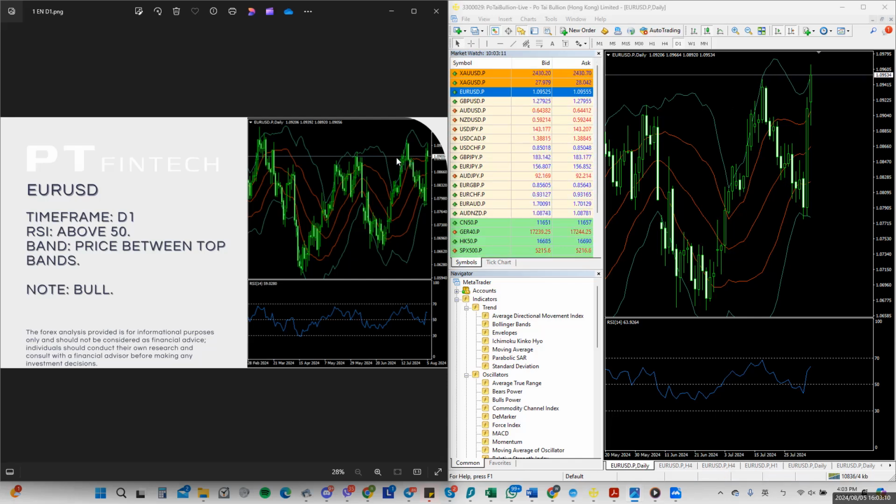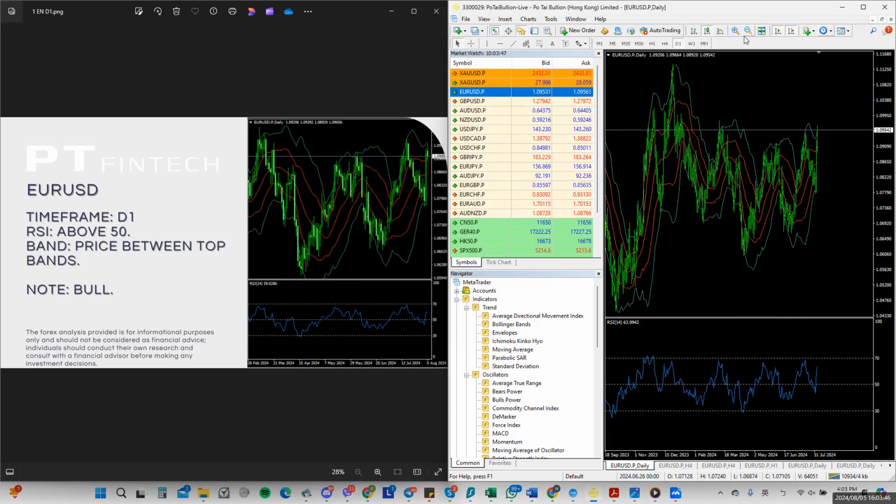PTips claims that RSI is above 50 on the Euro USD daily time frame, and the price is within the top band of the dual Bollinger Band. Usually this type of setup is considered a bullish setup, so many people would bring in a buy to secure the trade within the trend. Based on D1 right now, it seems like Euro USD is bullish.